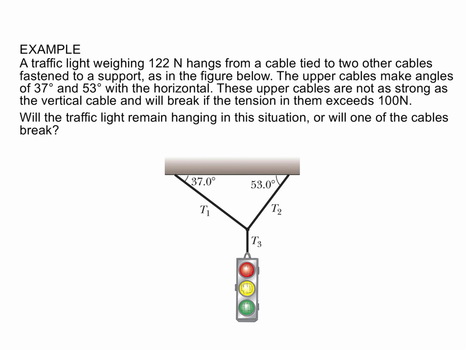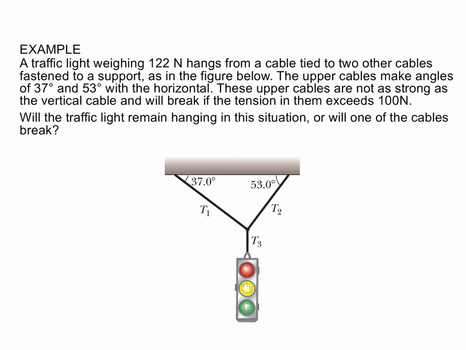Alright, in this example you have a traffic light weighing 122 Newton hanging from a cable tied to two other cables fastened to a support, as in the figure below. The upper cables make angles of 37 and 53 degrees with the horizontal. Those upper cables are not as strong as the vertical cable and will break if the tension in them exceeds 100 Newton. Will the traffic light remain hanging in this situation or will it break?